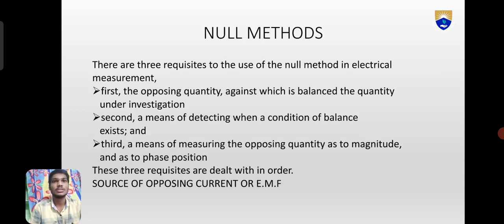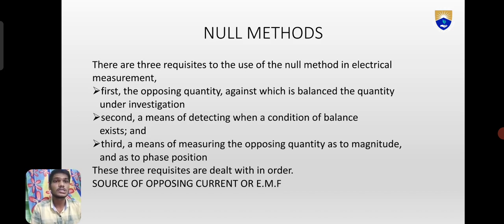Null methods. There are three requirements for the use of the null methods in electric measurement. First, the opposing quantity against which the quantity under investigation is balanced. Second, a means of determining when a condition of balance exists, and third, a means of measuring the opposing quantity at the balance, and its phase. These three requirements are dealt with in order.